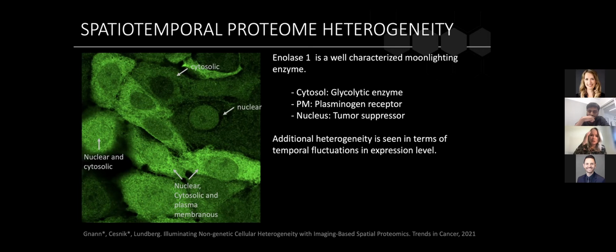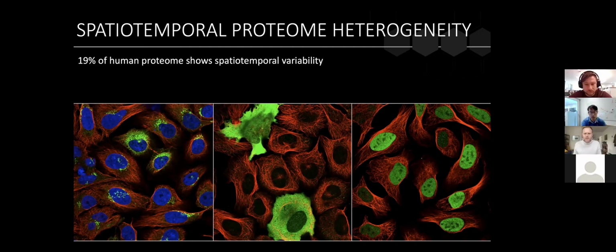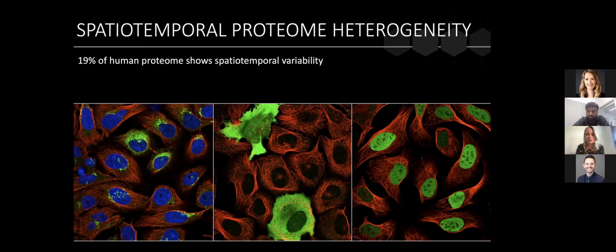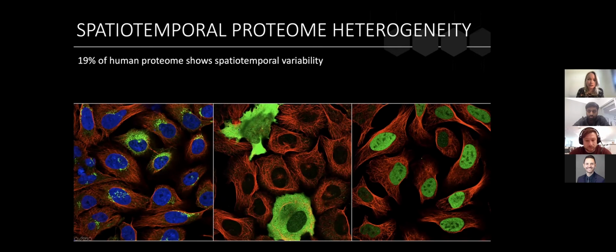And we wanted to understand what's the extent of this spatiotemporal heterogeneity, not only for enolase 1, but for all human proteins. So we've been mining our images, and we can see that about 19% of the human proteome shows signs of heterogeneity, or what we call spatiotemporal variability. It can either be, as you see to the left here, translocation. This protein is in the Golgi apparatus, but when the cell's dividing, it's in the endoplasmic reticulum. Or it can be that it's only expressed in a subset of the cells, or it can be that it varies in intensity or abundance between different cells.